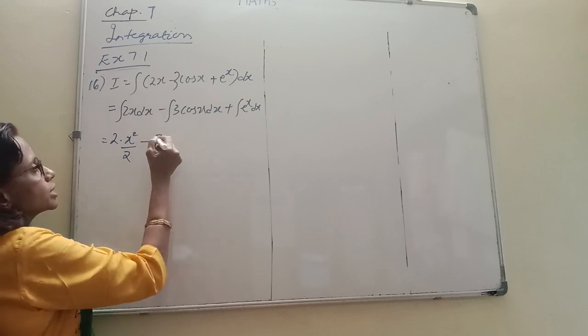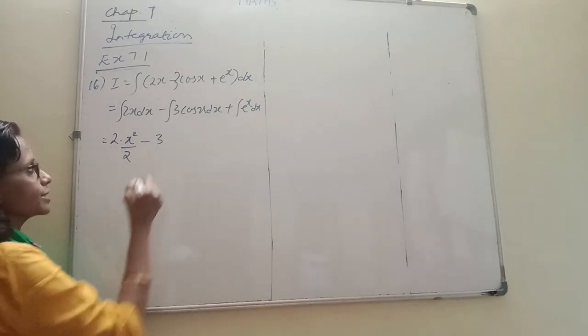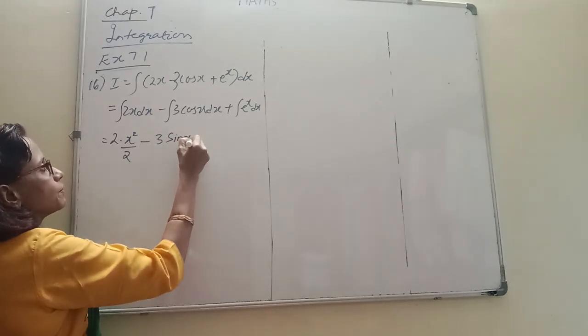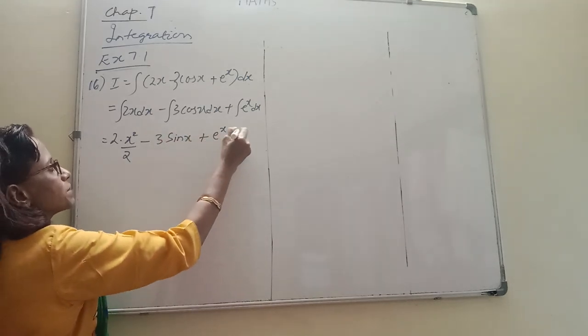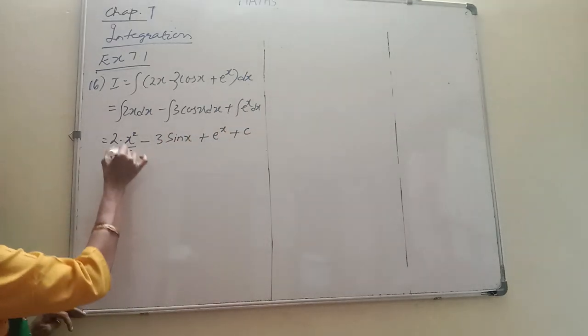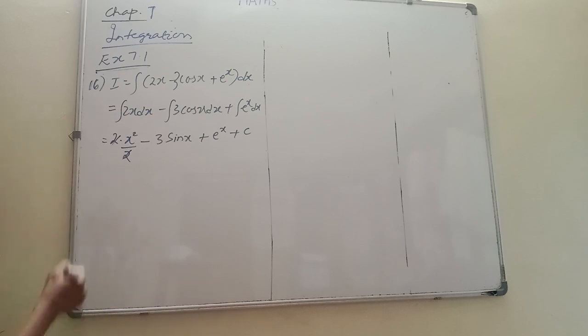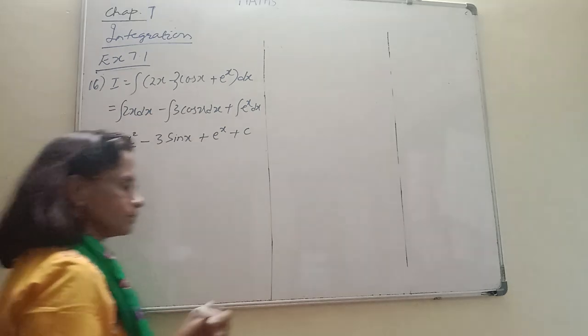3 can move out, cos x, the integral is sin x. So it will be sin x and e raised to x as it is, plus c, we cannot forget. The 2 can cancel. That's it, quite simple. Let's take the 17th problem.